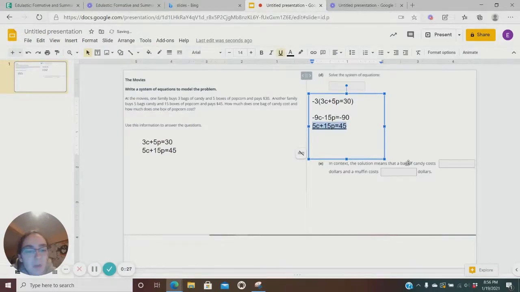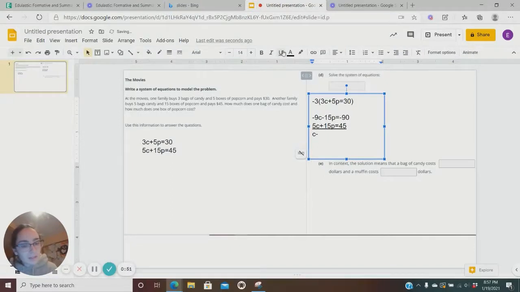Once I cancel out my p's by adding these two equations together, we get -4C is equal to, oh, that wasn't typing, sorry about that, guys.